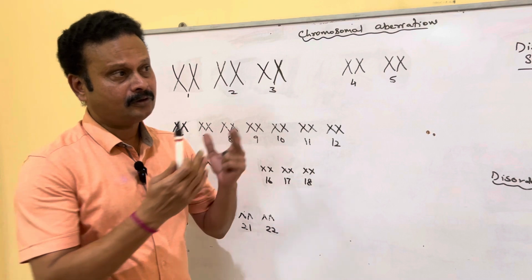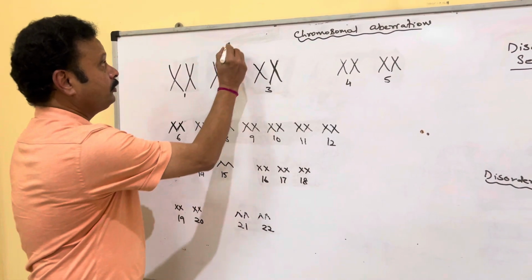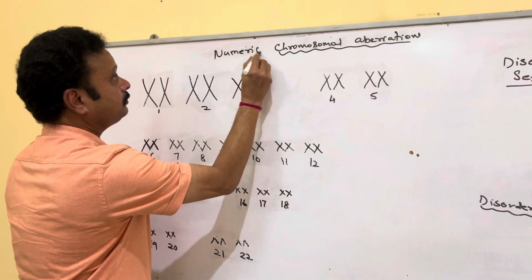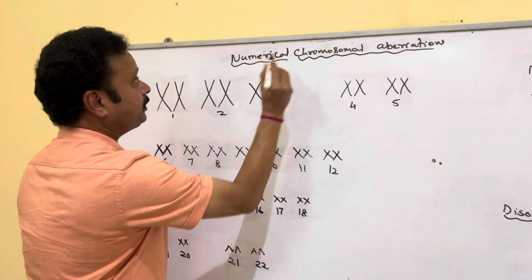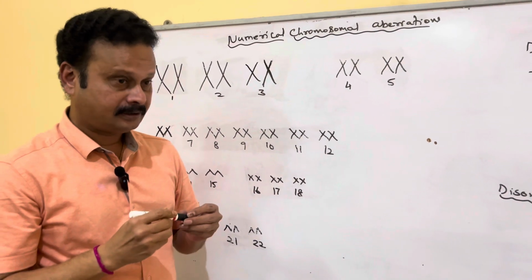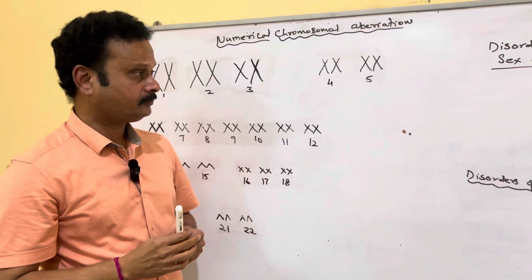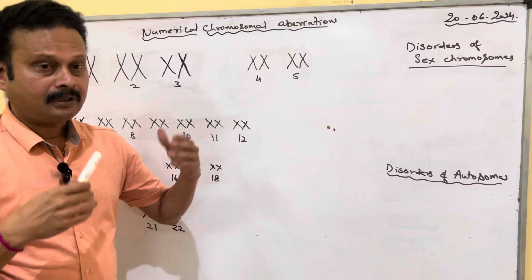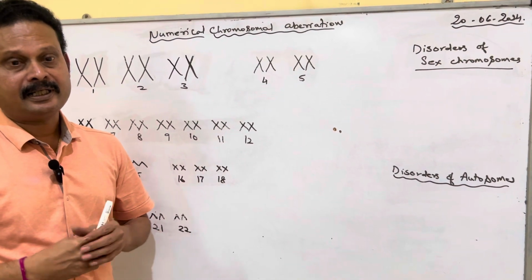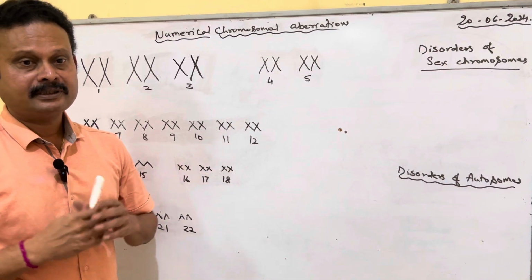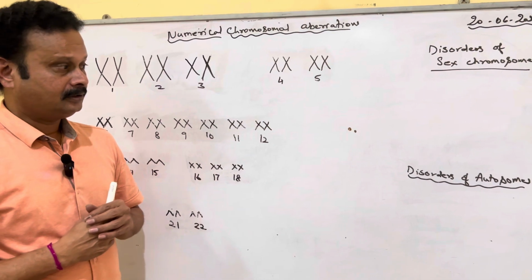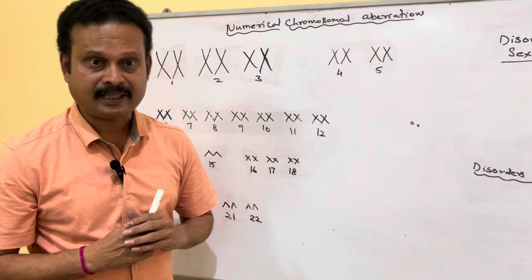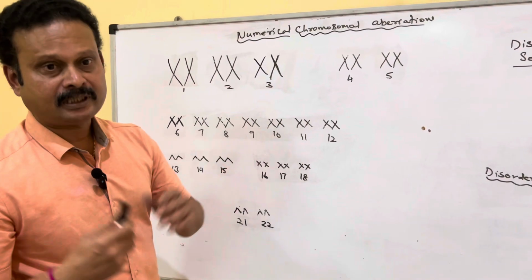Now let us go with the numerical ones. Numerical chromosomal aberrations, which include disorders of autosomes as well as disorders of sex chromosomes. So before going into further detail of what the disorders are, let us know what is karyotyping.